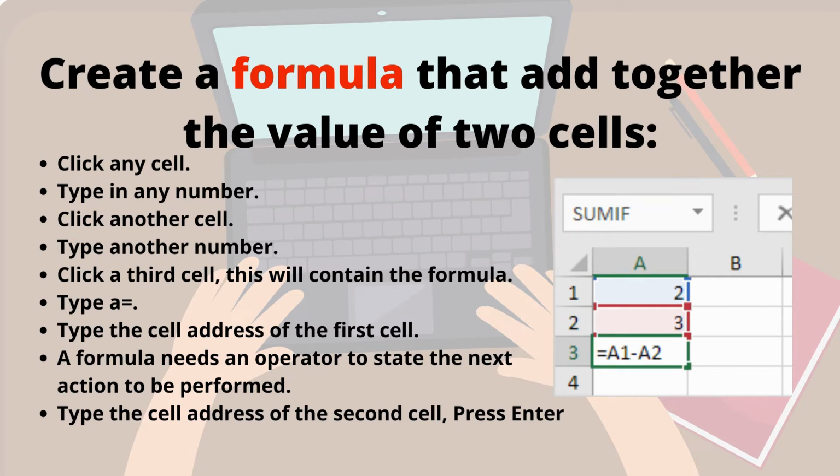Click a third cell, this will contain the formula. Type A equals. Type the cell address of the first cell. A formula needs an operator to state the next action to be performed. Type the cell address of the second cell, press enter.